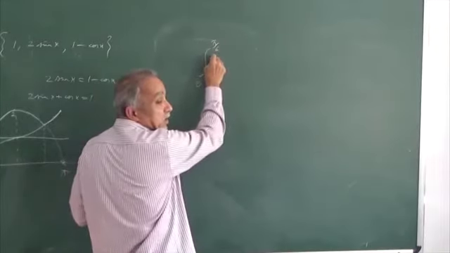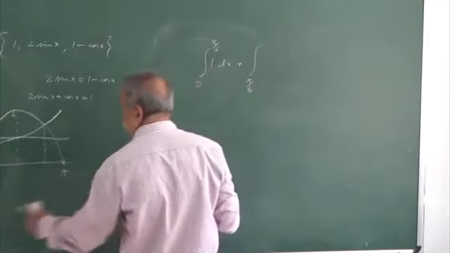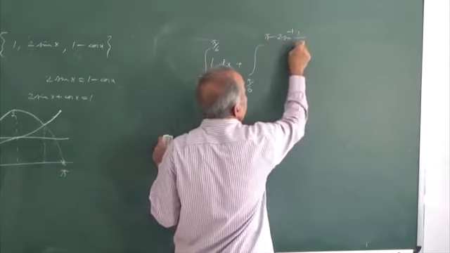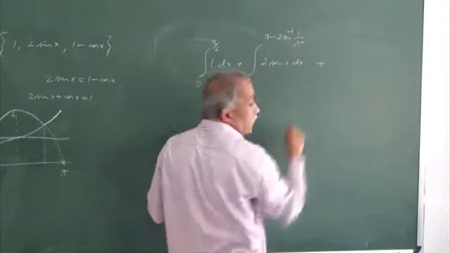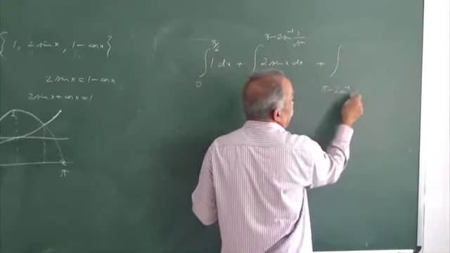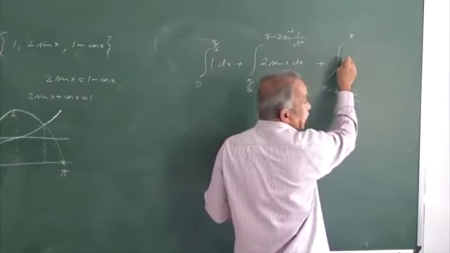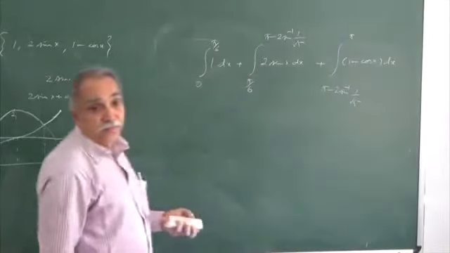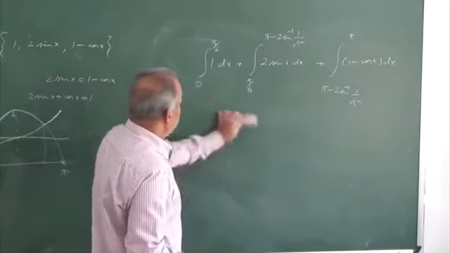What is the function to be integrated? 1. From pi by 6 to this point, pi minus 2 sin inverse 1 by root 5, the function to be integrated is 2 sin x. Agreed? Last, pi minus 2 sin inverse 1 by root 5 to pi, the function to be integrated is 1 minus cos x. Once you notice these intervals, the later part becomes simple.